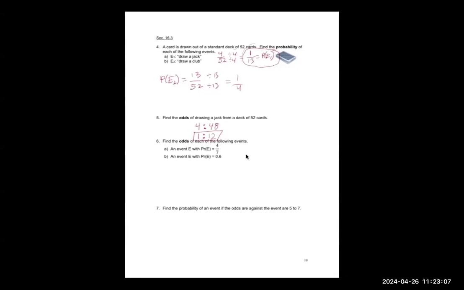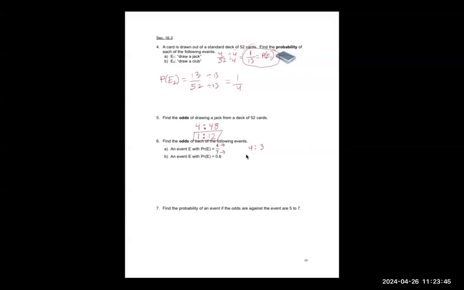All right, and then find the odds of each of the following events. So if the probability of some event is 4/7, what are the odds? So this is the total number of outcomes, the 7, and this is the outcomes that make us happy, where the event E occurred. So the numerator is always going to be in favor of our event occurring, so that's 4. And the second number is just going to be 7 minus 4. So that's 3. So that means the odds were 4 to 3.